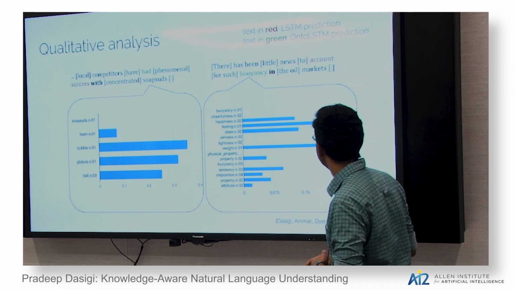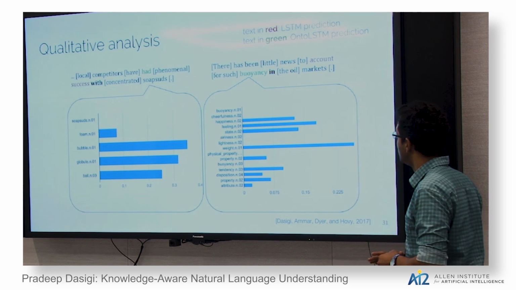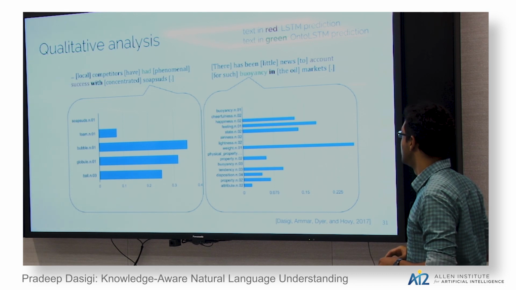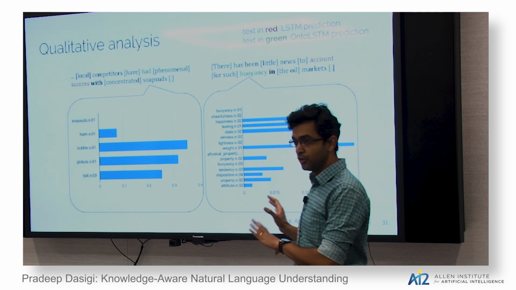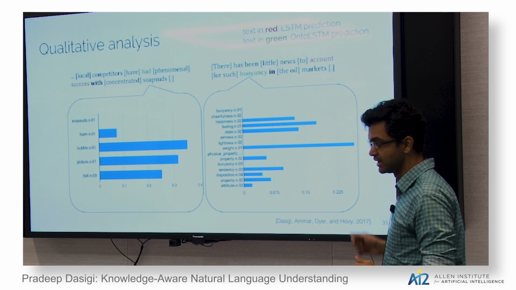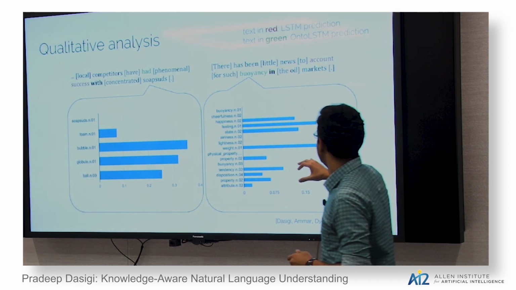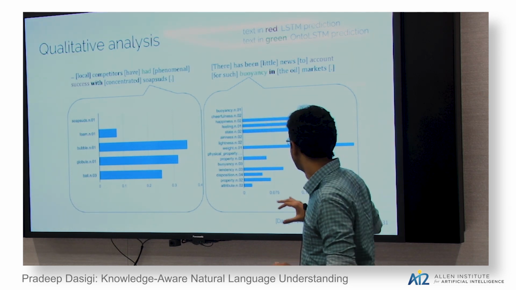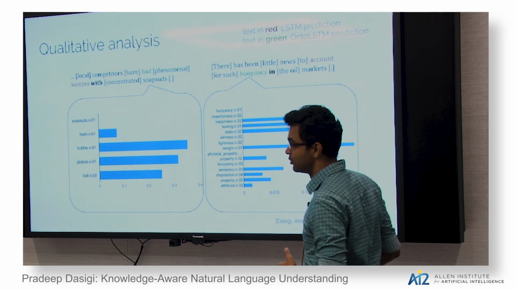In the second example, which says there has been little news to account for such buoyancy in the oil markets, even here the LSTM model gets it incorrect and the onto LSTM model gets it right. What's interesting in this example is that the word buoyancy is being used in a metaphorical sense in this sentence. In fact, WordNet doesn't account for this specific sense of buoyancy. Even then, the onto LSTM model was able to place some attention on various different senses. These are synsets coming from different senses, and the attention is distributed across them, and it was still able to make the right prediction.